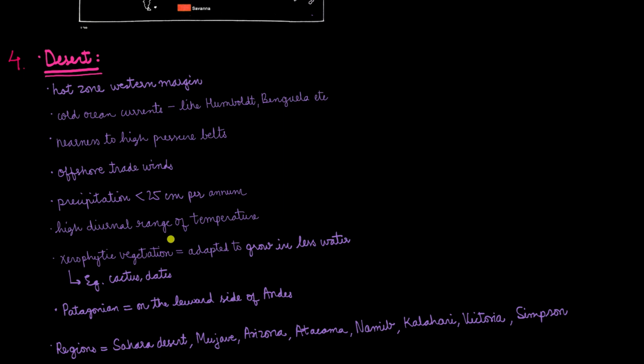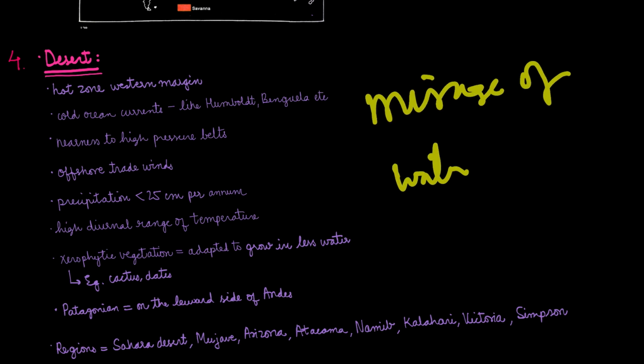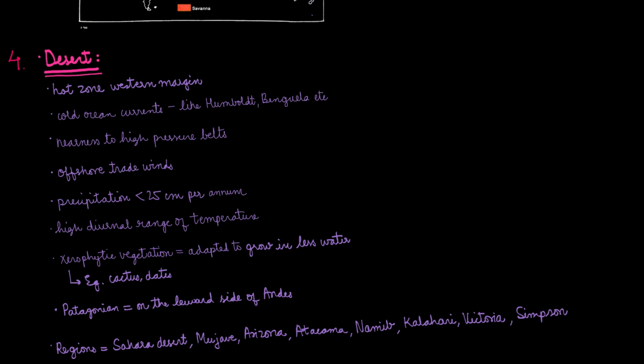So it has xerophytic vegetation, which has adapted to grow in less water because there's scarcity of water in those regions, right? And you might have heard about mirages of water. This is something which you could correlate with deserts. Examples of this xerophytic vegetation are the cactus, dates, date palms.